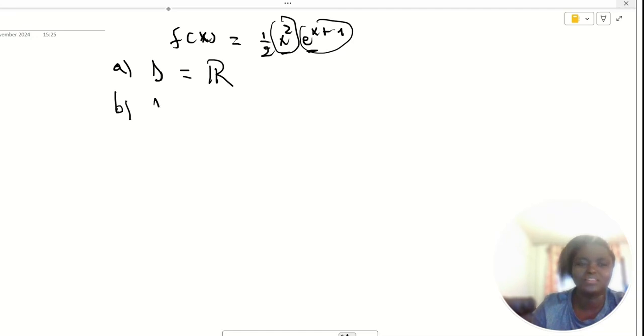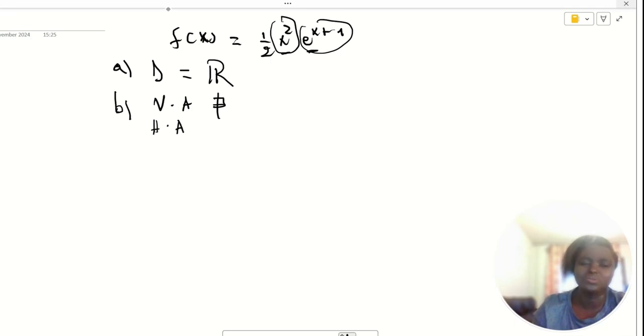Question B asked us to compute the asymptotes if they exist. First of all, the vertical asymptote doesn't exist for this function. Why? Because the function is defined for all values of R. Since it is defined for all values, it doesn't have a vertical asymptote, because a vertical asymptote exists at any point which does not belong to the domain of definition. So we don't have any vertical asymptote. So let's see if we have a horizontal asymptote.